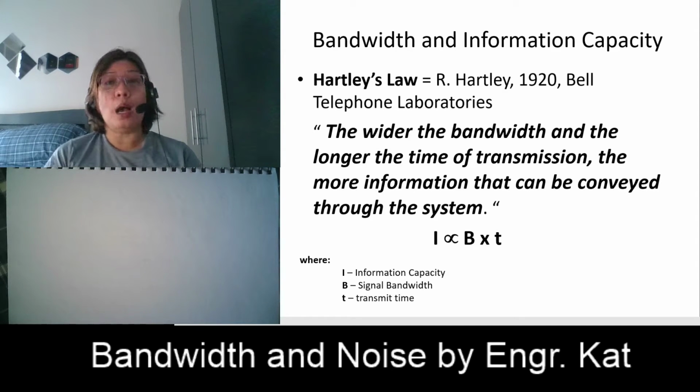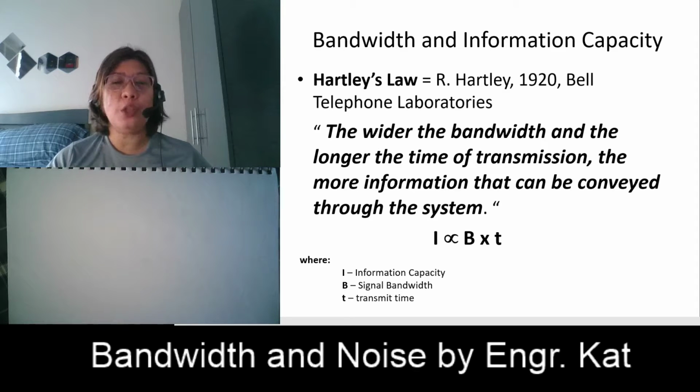This is from R. Hartley in 1920 from the Bell Laboratories. It says the wider the bandwidth and the longer the time of transmission, the more information can be conveyed through the system. So the information capacity is directly proportional to the bandwidth and to the time.